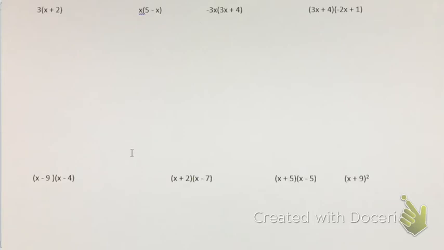Last piece of the puzzle for today is these guys. We just did these in class today, actually. This is a lot of lesson 5 work here. Let's go ahead and distribute. 3 times x is 3x. 3 times 2 is 6.